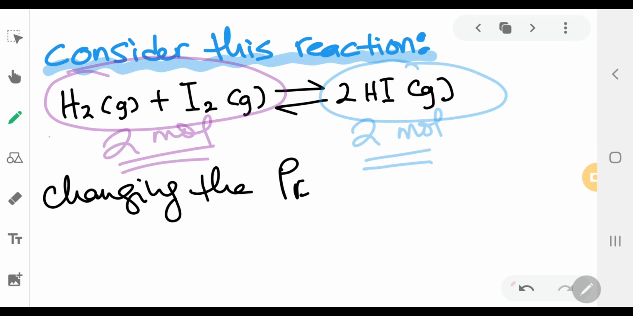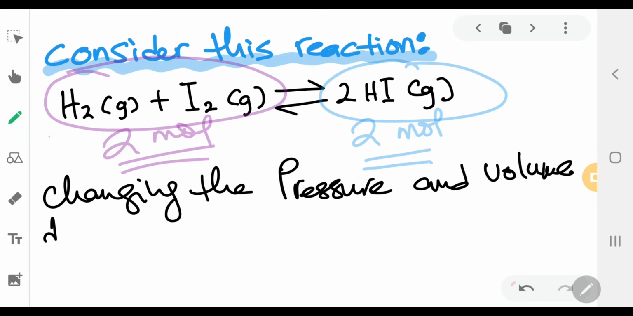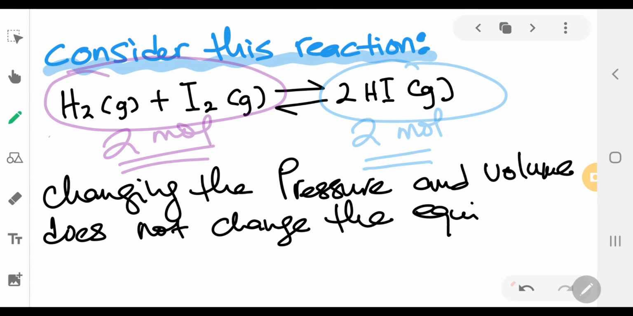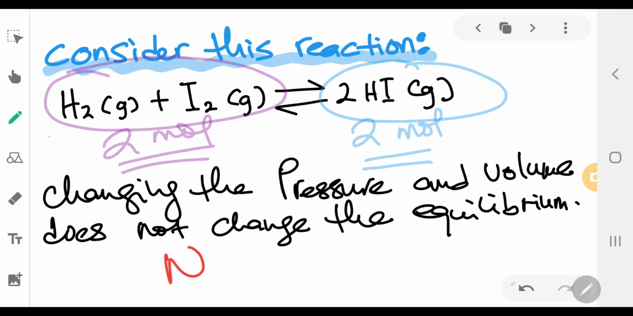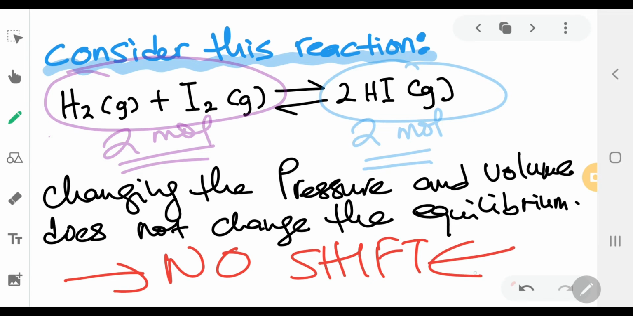Changing the pressure and volume does not change the equilibrium. Therefore, what can we say? No shift. Okay, so in this case, you are not going to see any shifting.